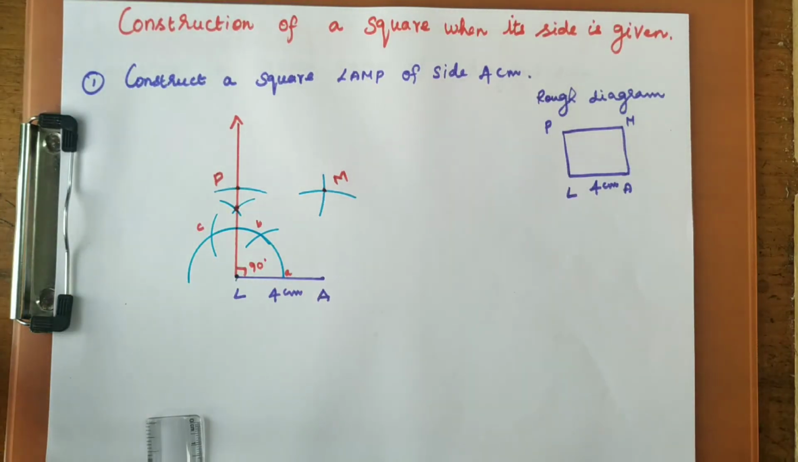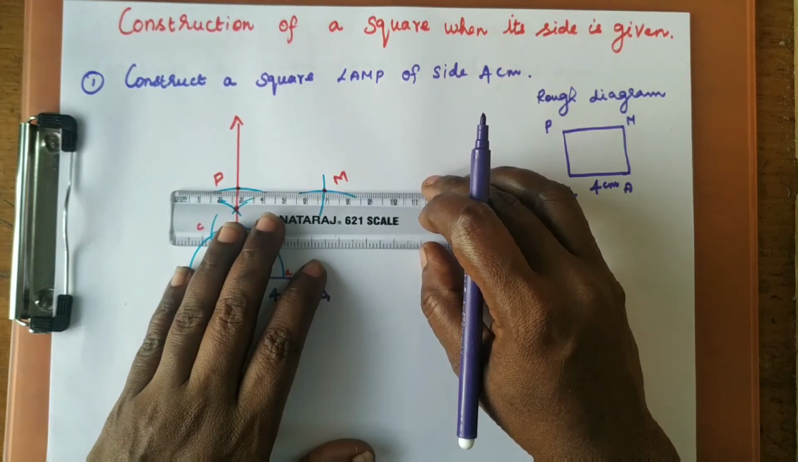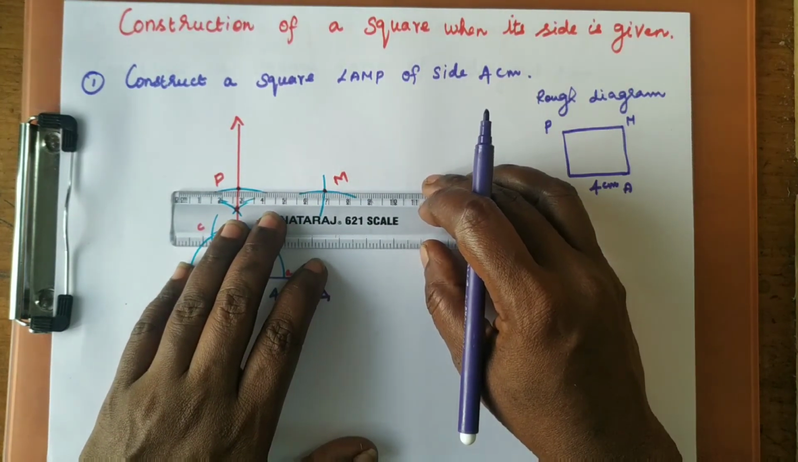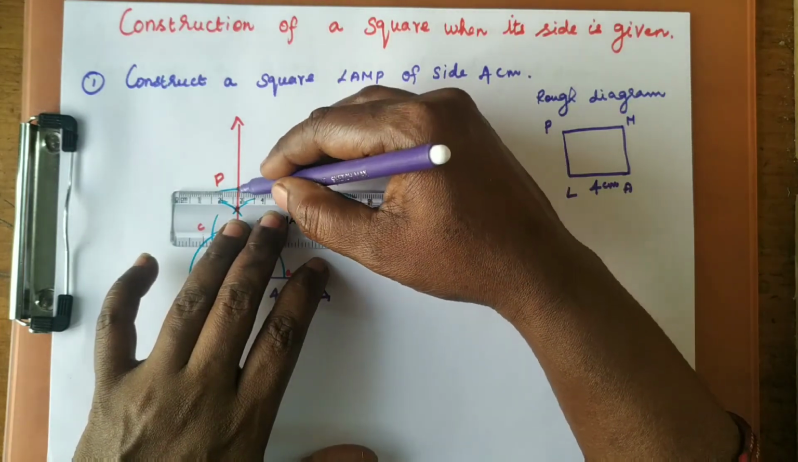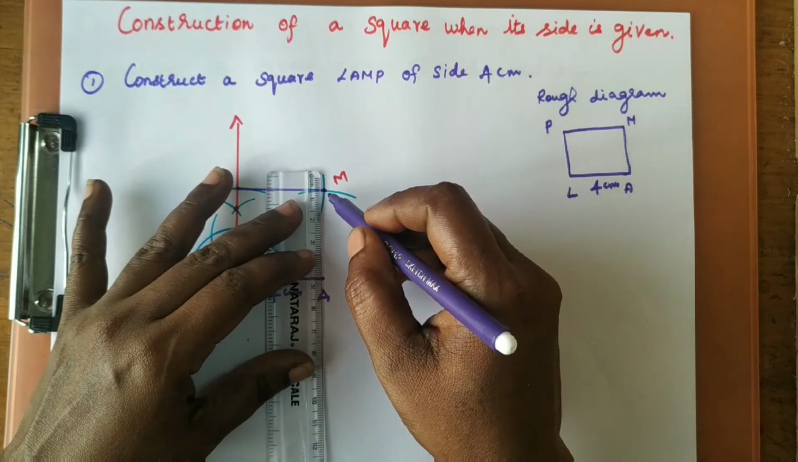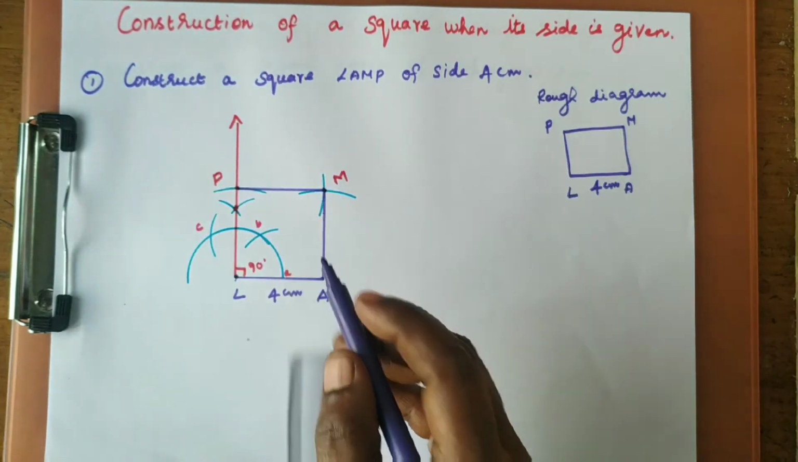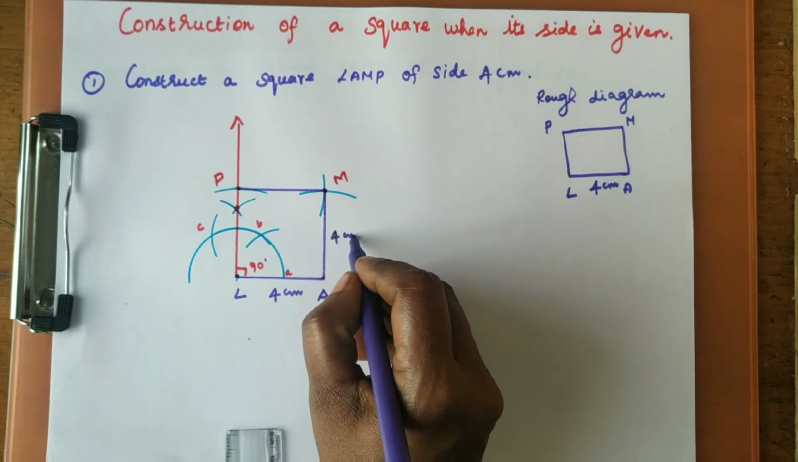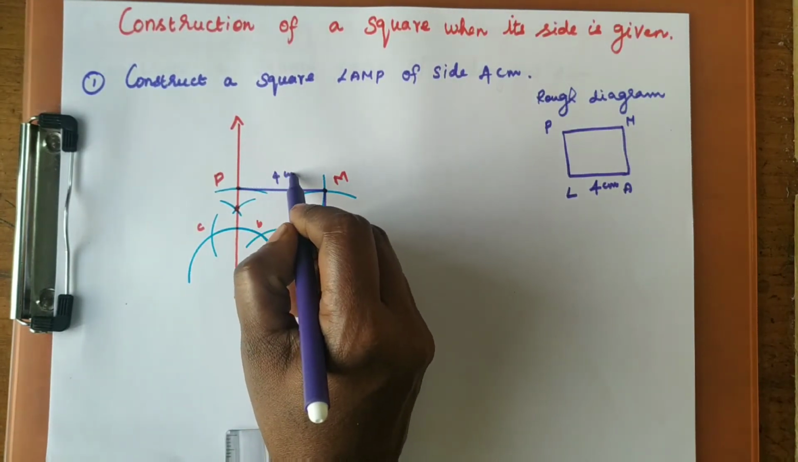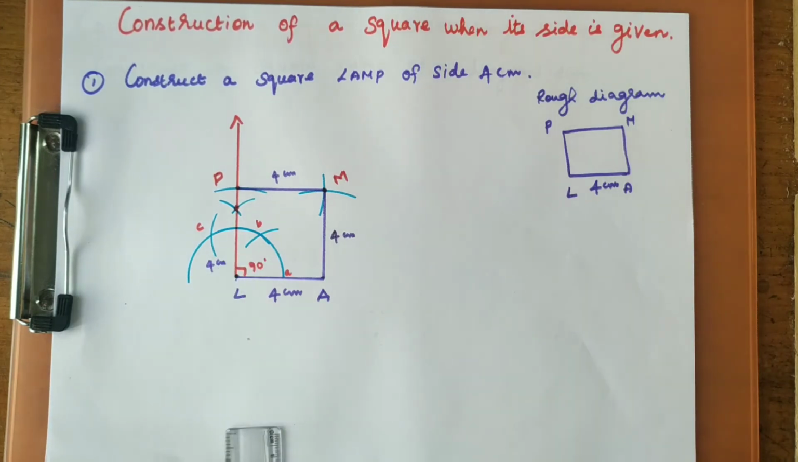So that's all. We have completed the square now. We just have to join all the points like this, and here also we have to join this. So this side is 4 centimeter, this side also 4 centimeter, again this side also 4 centimeter. We got the square here.